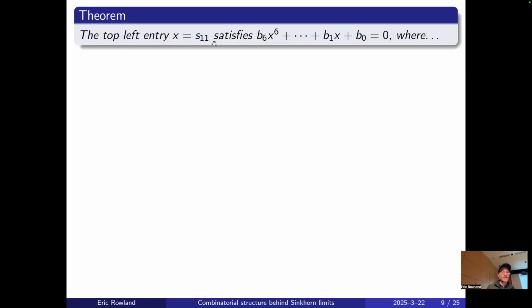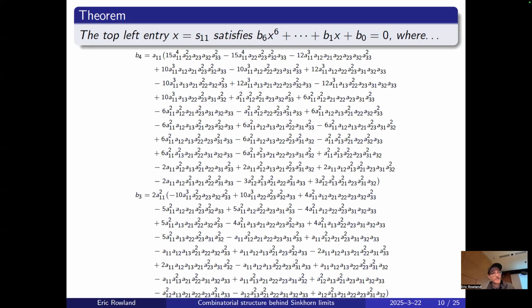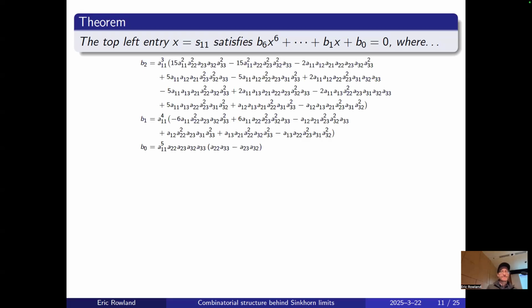So S11, I'm going to write that as X. So S, the top left entry of the Sinkhorn limit, satisfies this equation. And the coefficients are pretty bad, but we have them explicitly. Here's B6 and B5. Here's B4 and B3. And here are the last 3. So this is an answer. It's not that intuitive, maybe.